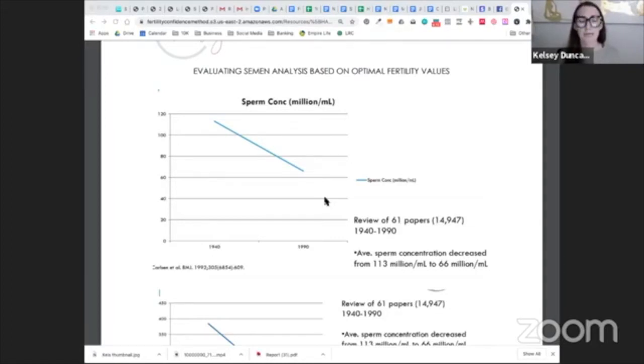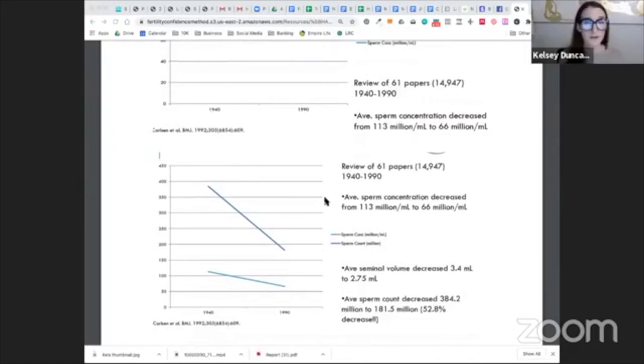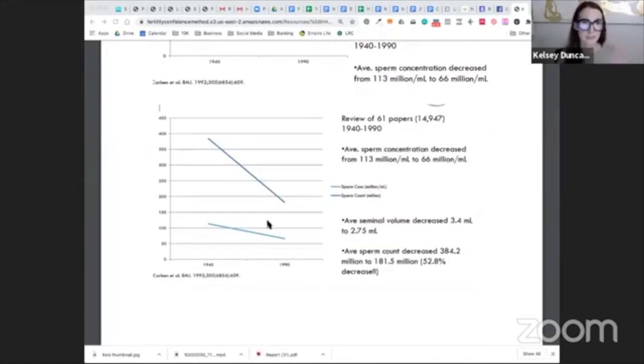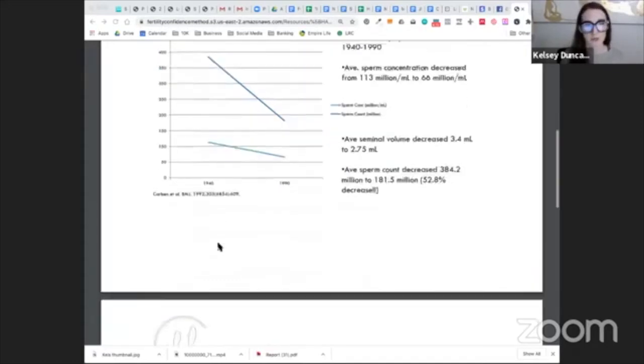Why is that happening? Environmental factors, poor lifestyle choices, more stress for sure. But that's not what we're talking about today. There's older videos on all of those things. We see this again in this same study. It shows the concentration and also shows fluid volume actually decreasing and count actually decreasing as well.